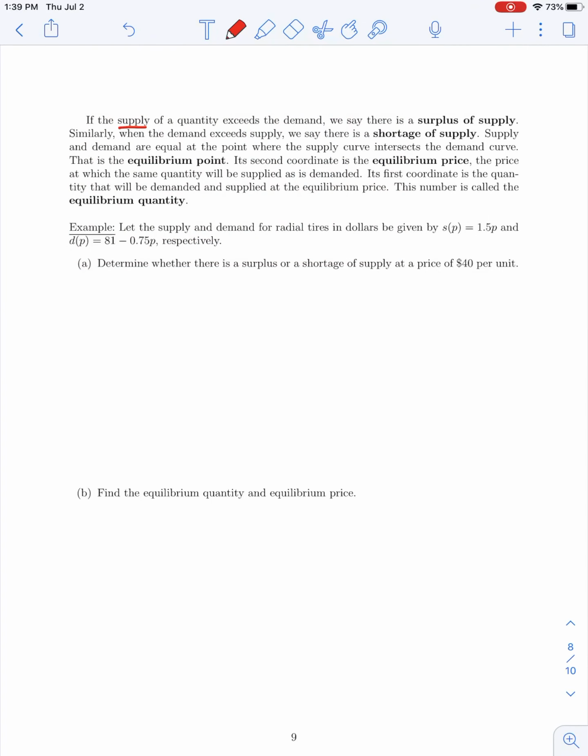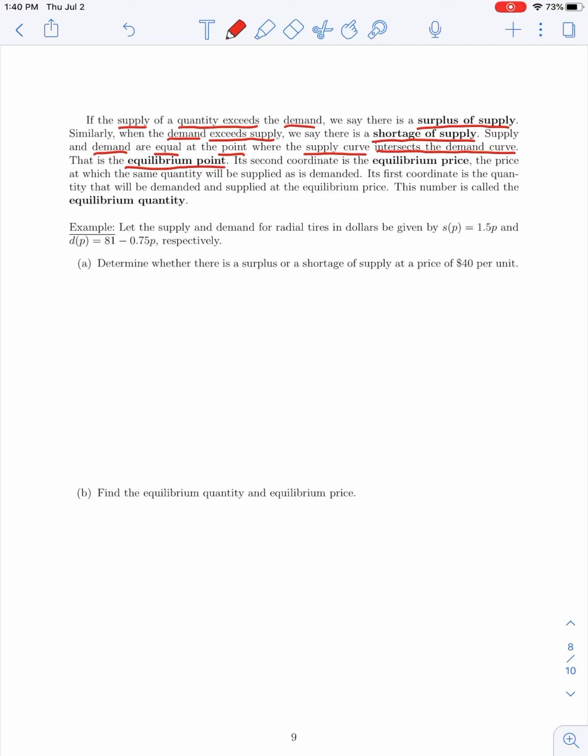So we would say in the event that the supply of some quantity exceeds its demand, we say there is a surplus of supply. And similarly, if the demand exceeds supply, we say there is a shortage of supply. This item is more in demand than what it can be supplied. So we would say that supply and demand are equal at a point where the supply curve is intersecting the demand curve. And that point is referred to as the equilibrium point.